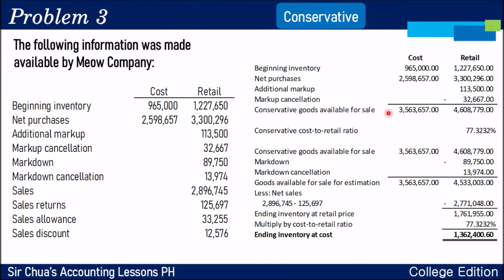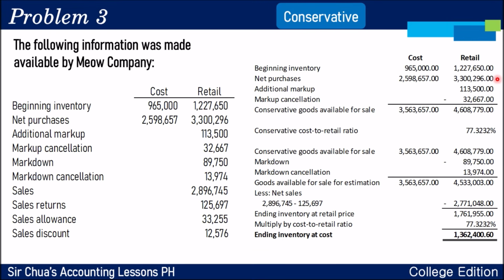Wag kayong malula, step-by-step tayo. Okay. Step by step, I mean. Okay, so beginning inventory natin is gagawa tayo ng dalawang columns actually. So your beginning inventory is 965,000 and then at retail price is 1,227,650. Okay? Pareho mong i-consider both at cost at retail. Then also your net purchases of 2,598,657 and then at retail price it's 3,300,296.